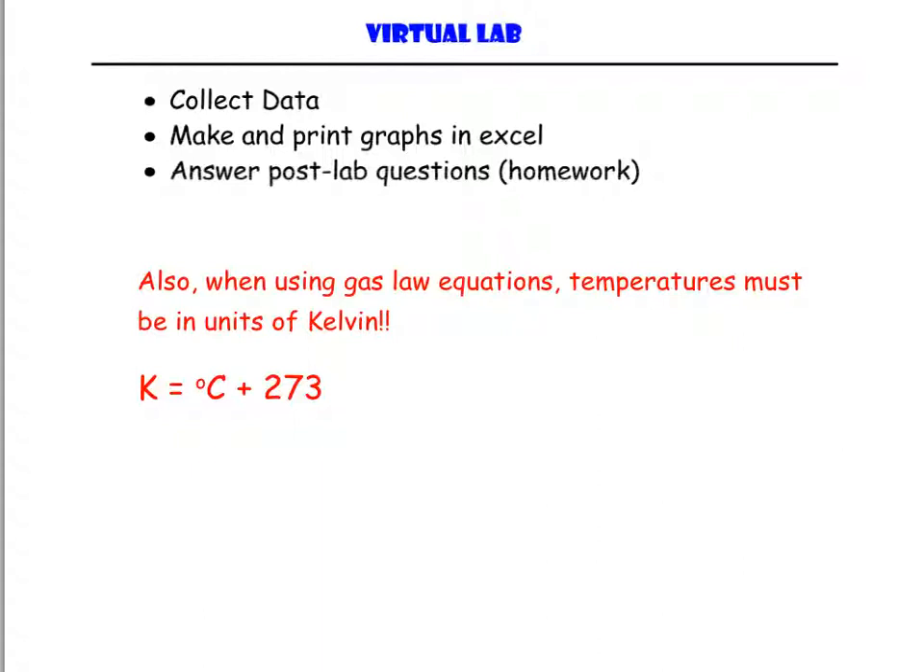One thing to keep in mind when you are working with gas laws is everything has to be done in units of Kelvin. Kelvin is equal to degrees Celsius plus 273. The reason for this is 0 Kelvin is what is considered absolute zero, and this is the coldest possible, or theoretical, temperature that anything can ever reach.